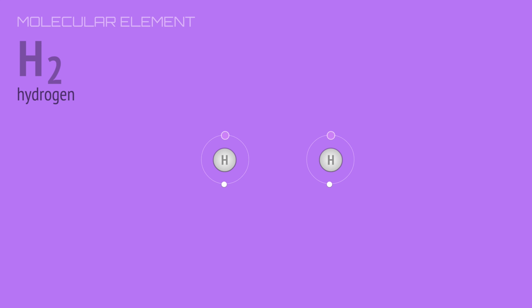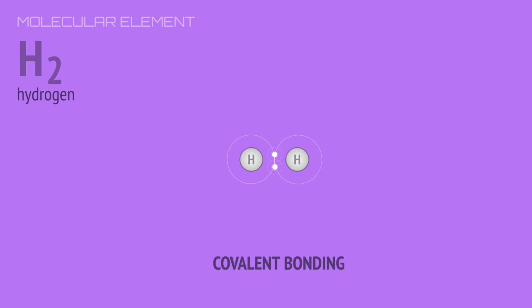Hydrogen atoms have just 1 electron and need 1 more to fill their shell. By sharing electrons, they complete their shells, forming a covalent bond, and so a molecule of hydrogen.